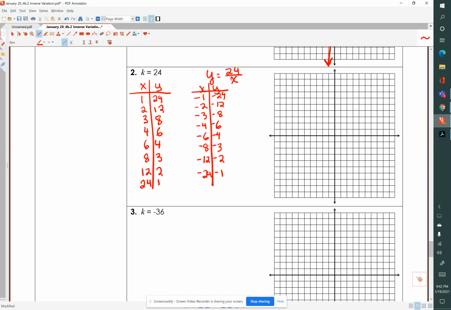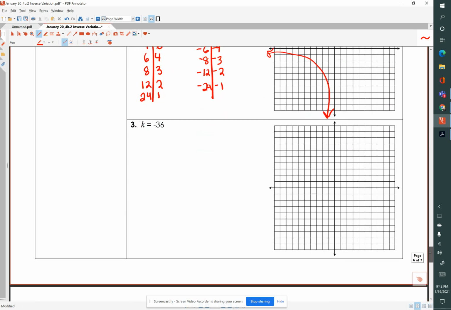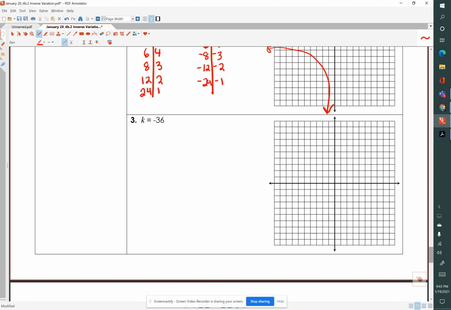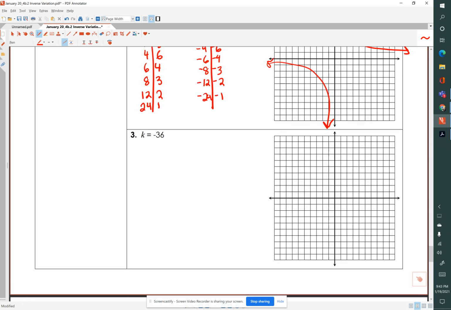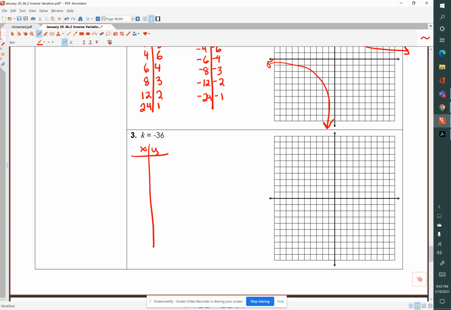I'm not going to draw them because I showed them to you on Desmos, but generally you'll see that they kind of go like this. Generally, this is not exact. We have Desmos for that. So now we have k equals negative 36, and we're going to see something a little different in our graph. So first we make our chart of x and y values, and we're going to have our negative x and y values as well.